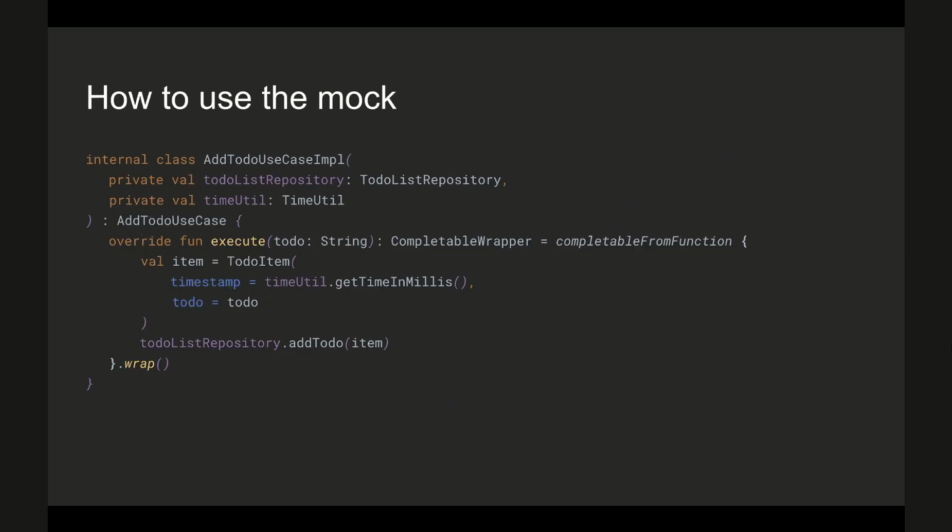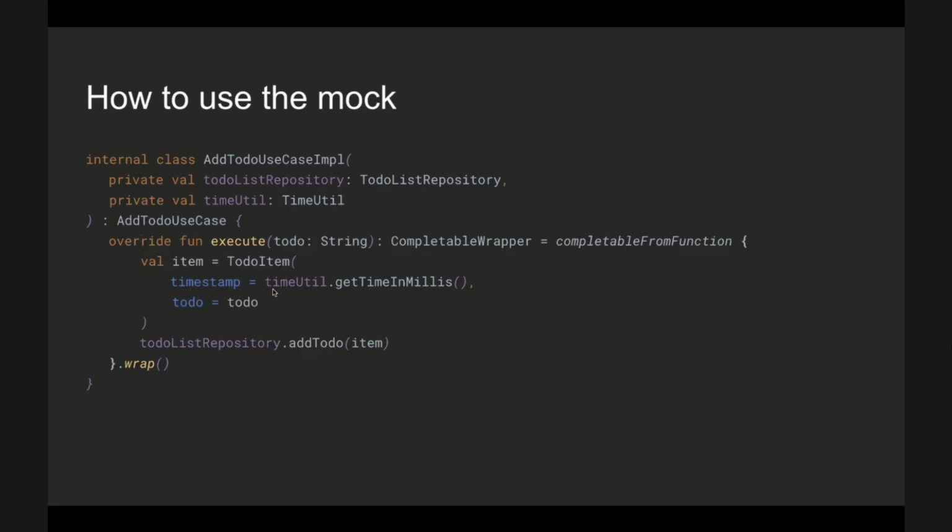So let me show you how to quickly use a mock with an actual example from our sample app. So let's take this use case, which is the add to-do use case, which has a dependency on the to-do list repository that Marco was just showing you the mock for, and another simple class, which is TimeUtil. Everything is interfaces, so we are able to mock it.